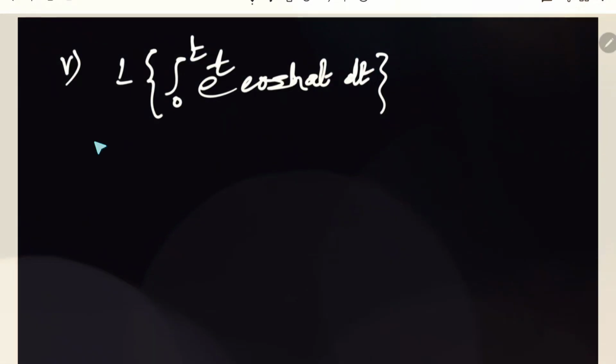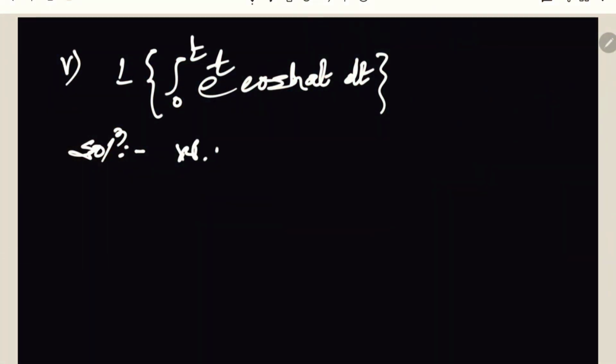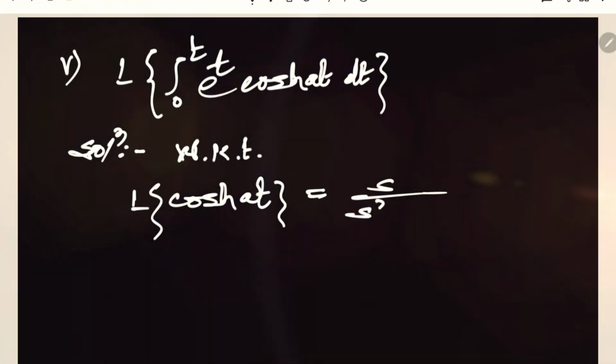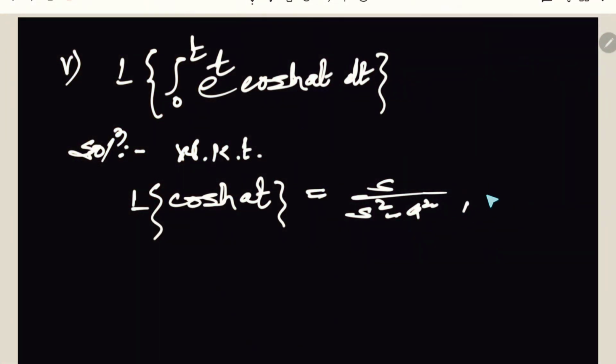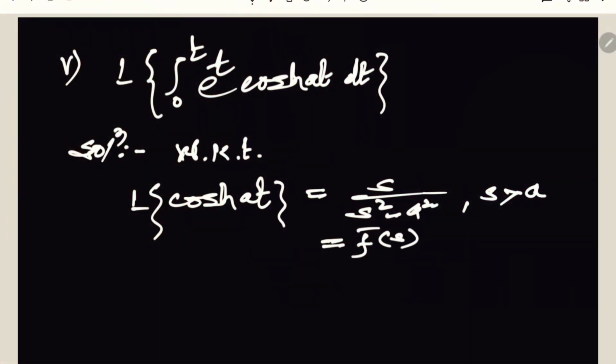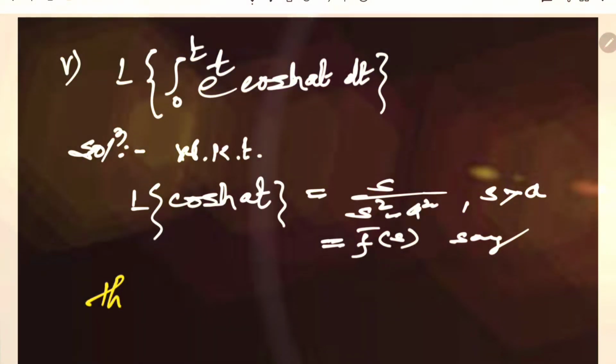5th, Laplace of integration from 0 to t of e raised to t into cos hyperbolic of at with respect to t. Here there are 2 theorems we have to apply. First, we find Laplace of cos hat, and then by shifting theorem we get the Laplace of e raised to t into cos hat, and finally we apply that integration theorem. Therefore, Laplace of cos hat is s upon s square minus a square with the condition s greater than a. We call this f bar of s.